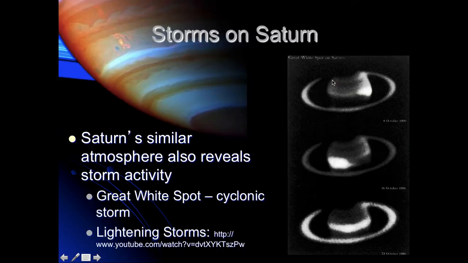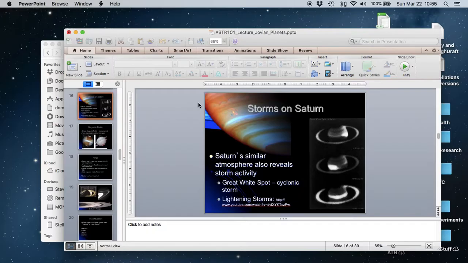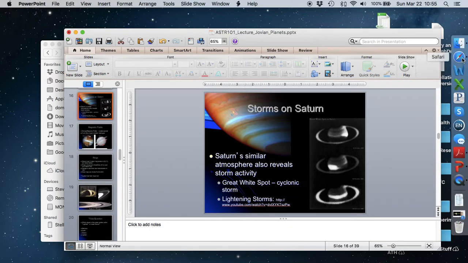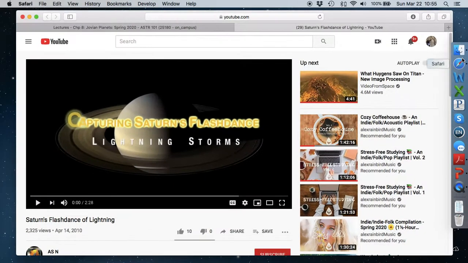So what about storms on Saturn? Saturn's atmosphere is very similar. We also see storms. We've seen a great white spot before, which is some kind of cyclonic storm. And what's really cool on Saturn is we've actually seen and heard some lightning. So I'm going to show you this clip here of actually listening to Saturn's lightning.